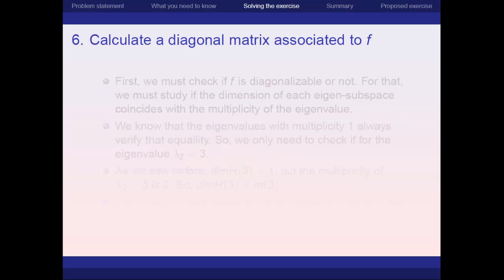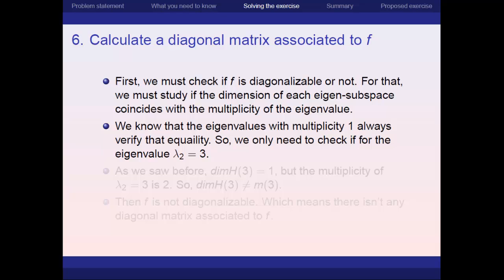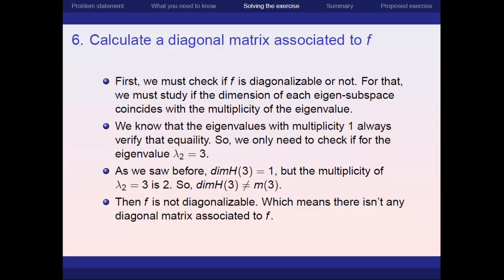6. Calculate a diagonal matrix associated to F. First, we must check if F is diagonalizable or not. For that, we must study if the dimension of each eigensubspace coincides with the multiplicity of the eigenvalue. We know that the eigenvalues with multiplicity 1 always verify that equality, so we only need to check it for the eigenvalue lambda 2 equals 3. As we saw before, the dimension of H of 3 is 1, but the multiplicity of lambda 2 equals 3 is 2, so the dimension of H of 3 isn't the same as the multiplicity of 3. Then F is not diagonalizable, which means there isn't any diagonal matrix associated to F.